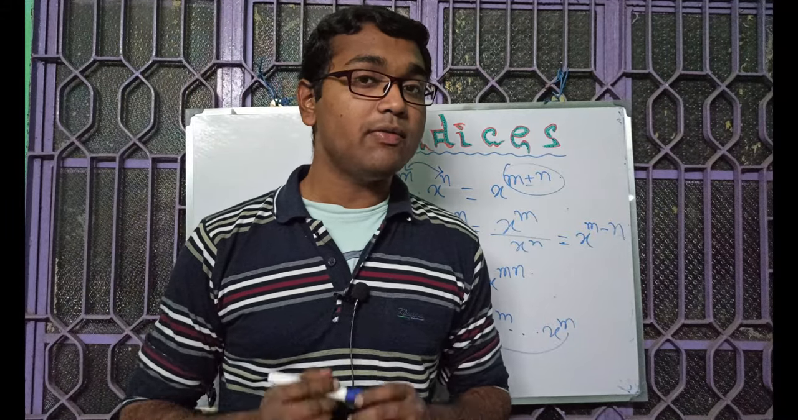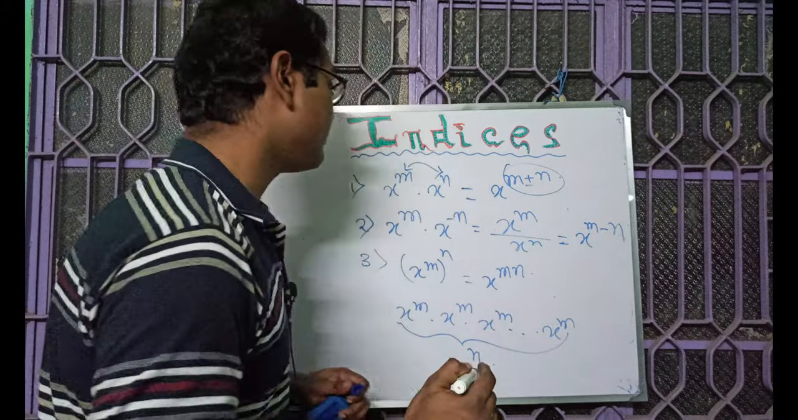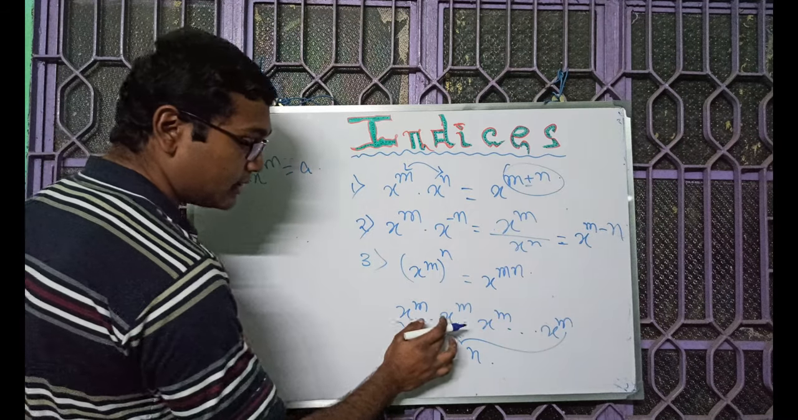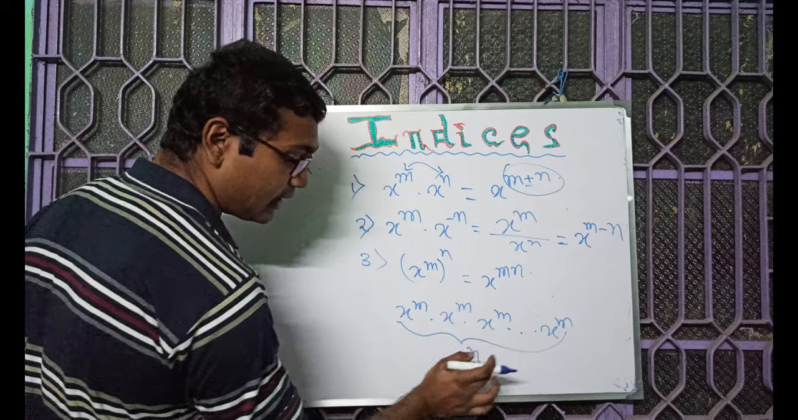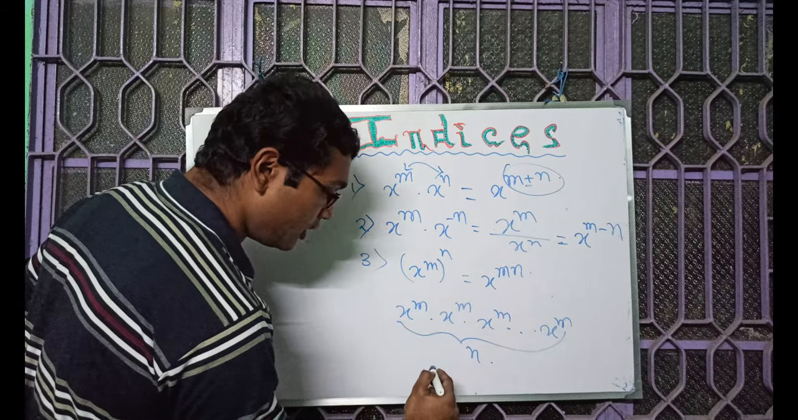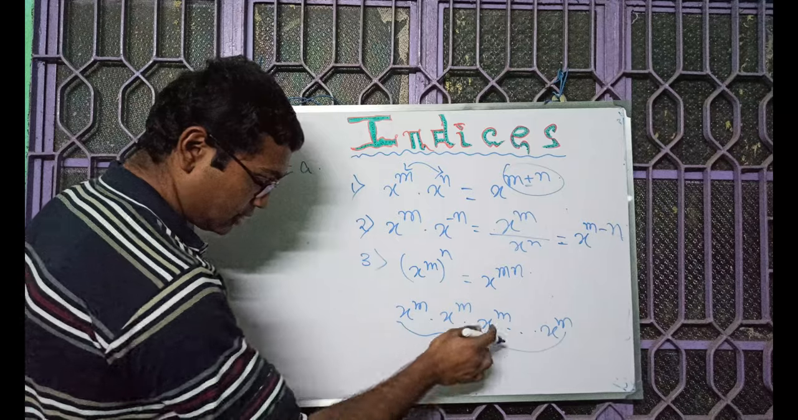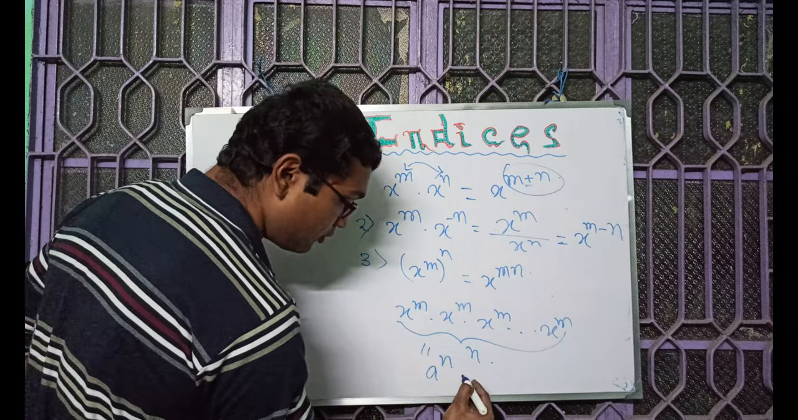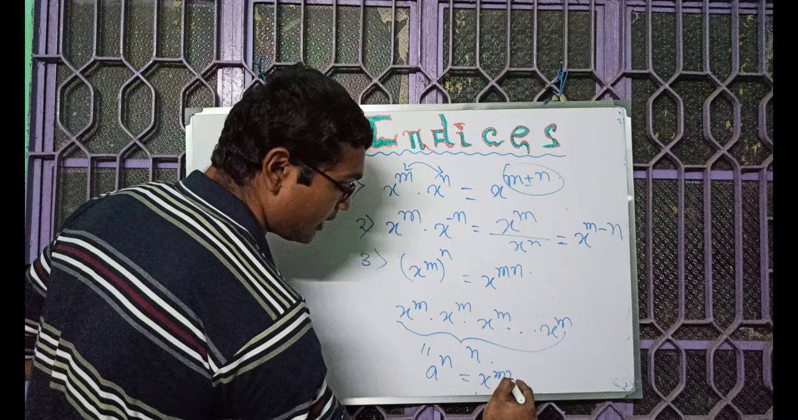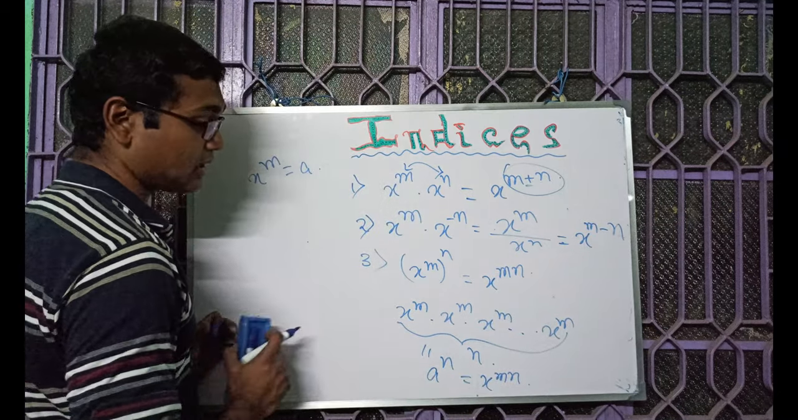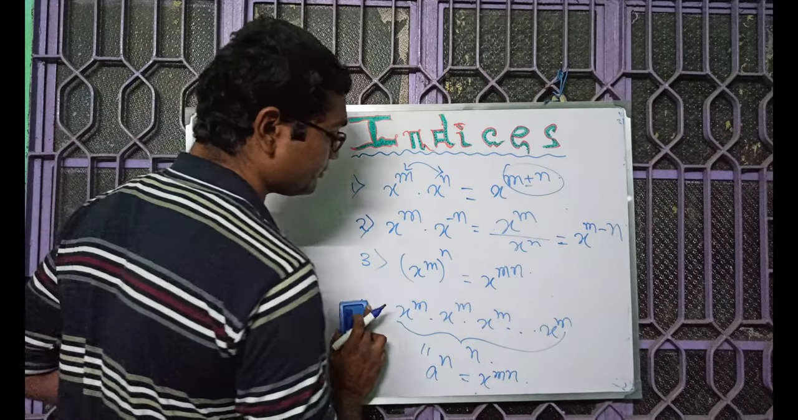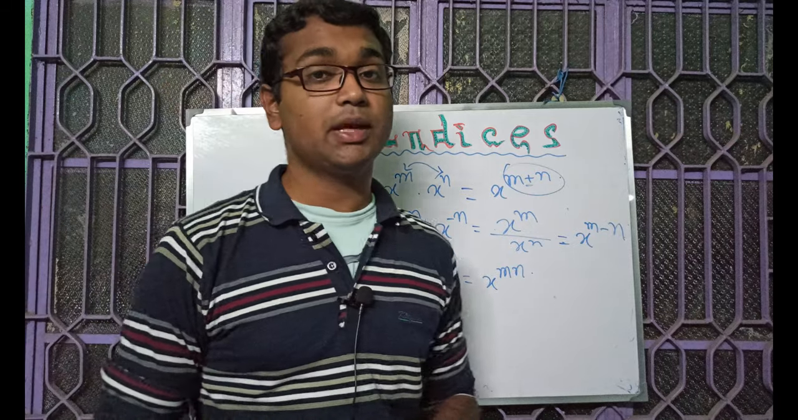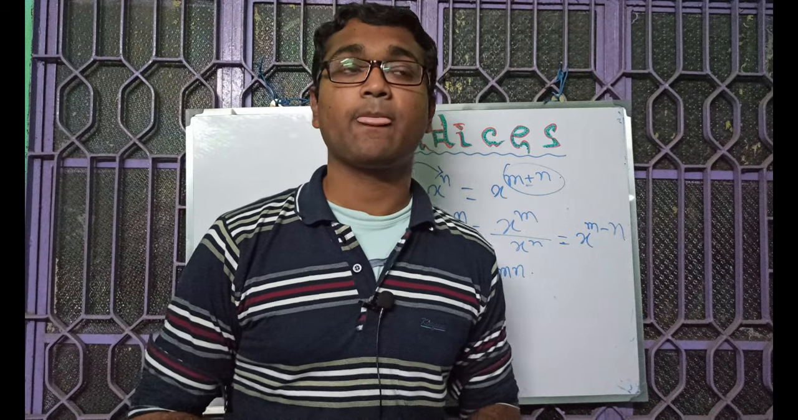So if you consider x to the power m as a single number a, then this is nothing but a being multiplied n times. So what we know? We know a to the power n. This will be a to the power n, obviously. Then when we multiply, this will become x to the power mn, because a is equal to x to the power m, right? So this was the multiplication of indices.